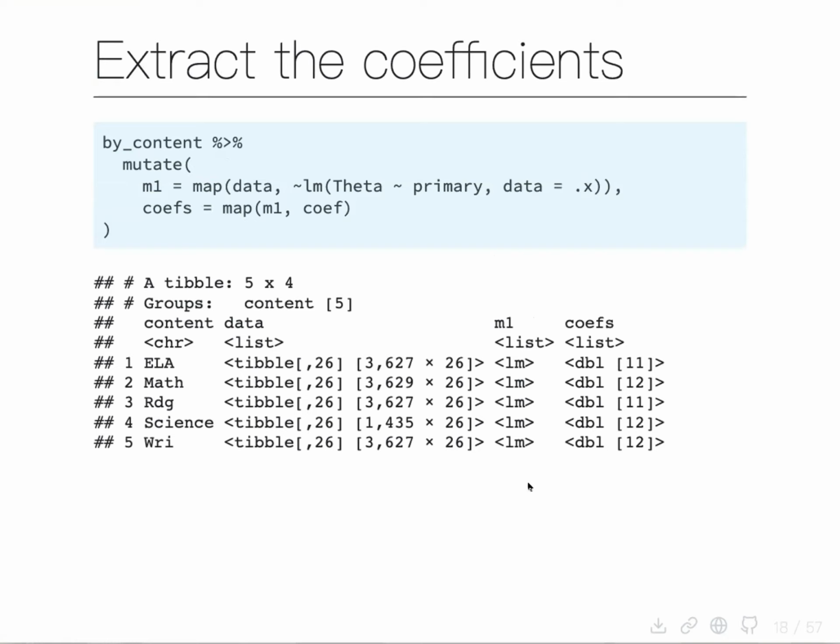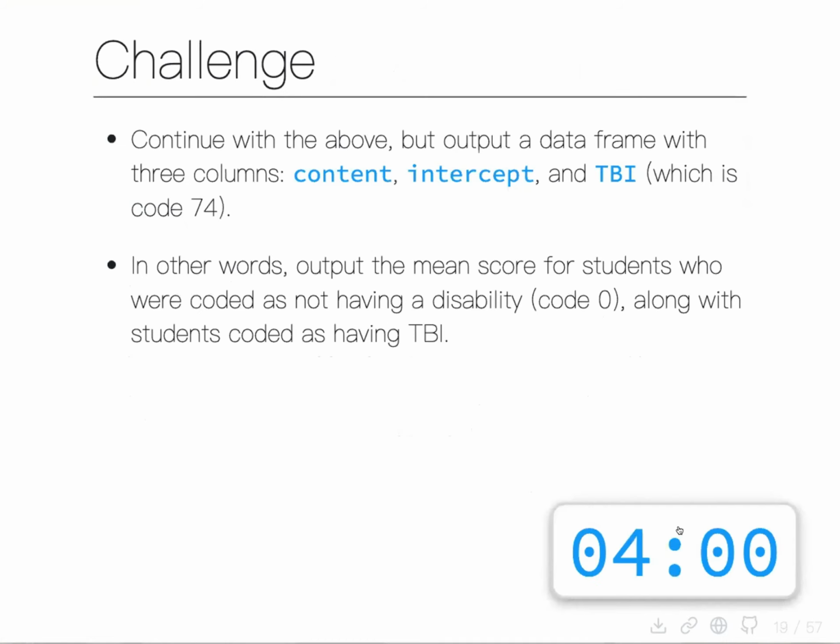What's nice about this too is we can continue with this, right? So I can say, now create a coefs column where I'm saying loop through M1 and extract the coefficients. Okay. And this is not super useful here because it's still a list column, so I can't really see anything, right? But we can dig into that more, and we will in just a second.